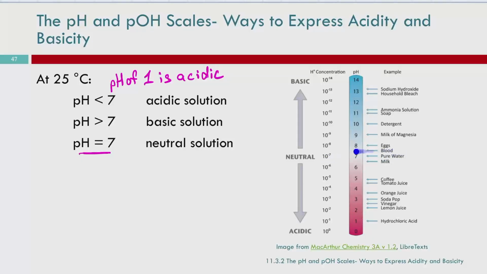Pure water is 7. Our blood is slightly basic. It's a little bit above 7. And things like sodium hydroxide, bleach, Drano are in the 13 to 14 range.